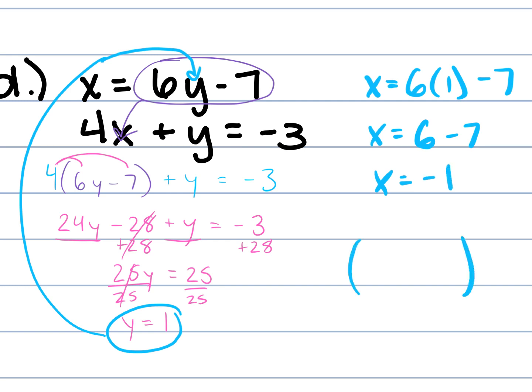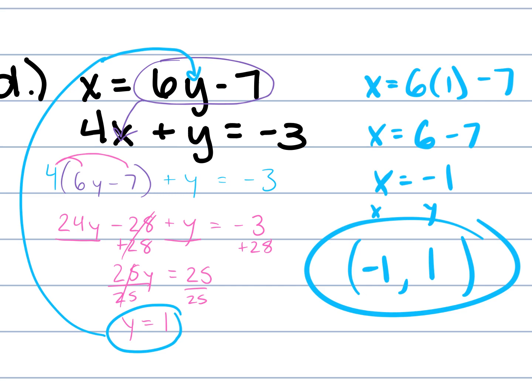Brian, how would I write my answer? Try again. The x comes first. Negative 1, comma 1. So be careful, the x always comes first.